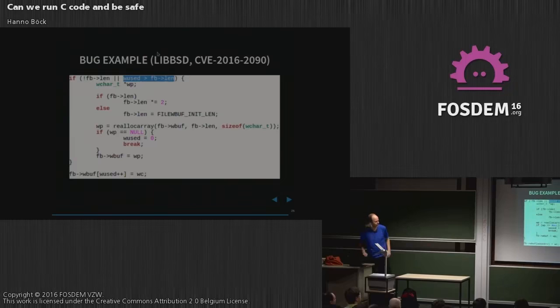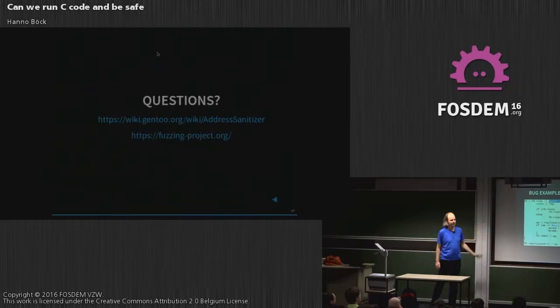And this is an example of a bug I found like a week ago. This was the libbsd bug where I showed the stack trace earlier. Actually, what's happening here is that the comparison must be bigger or equal, because it's checking if we're still in the buffer, and if the size equals the index, then we're already out of the buffer. So a very typical off-by-one bug.